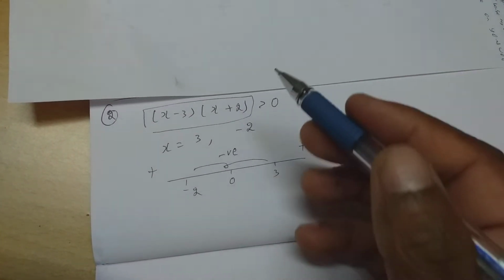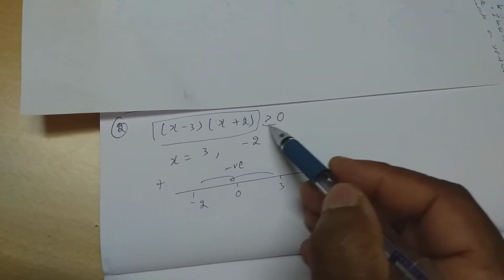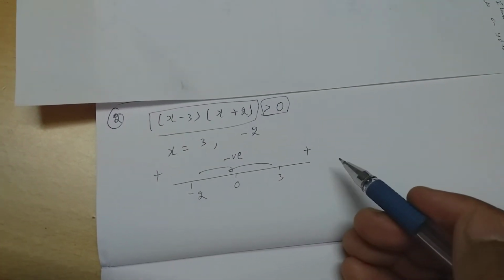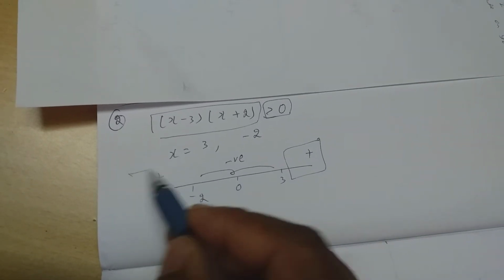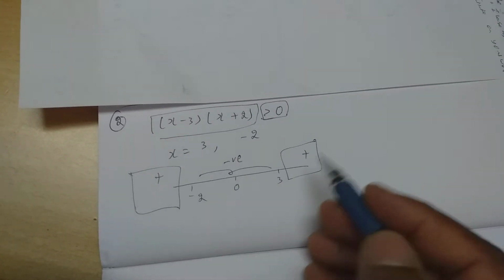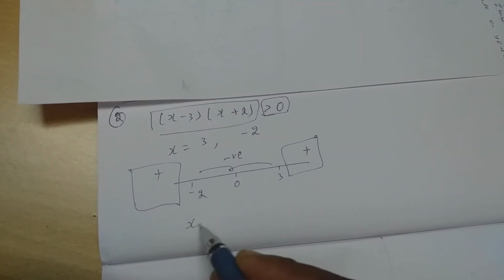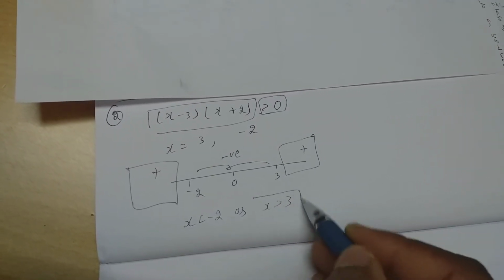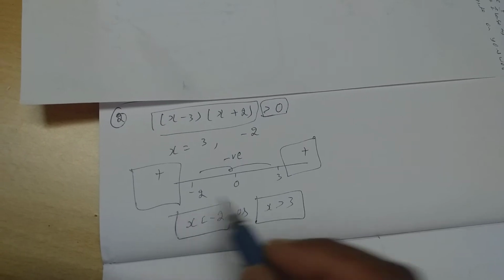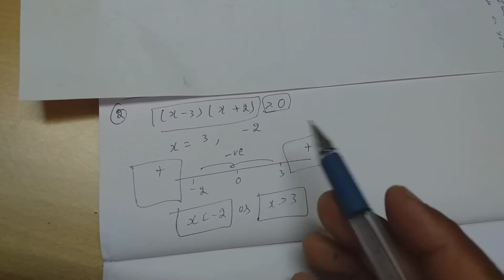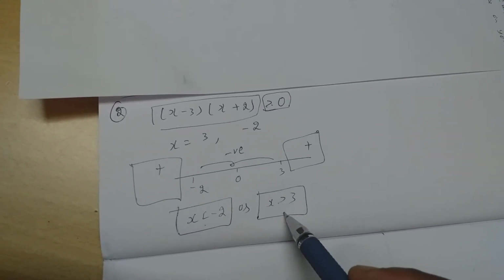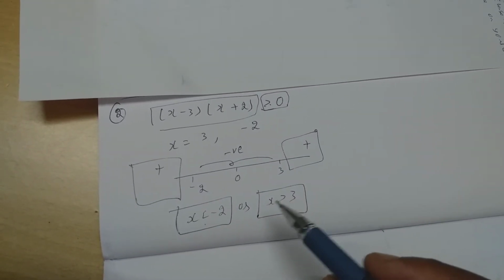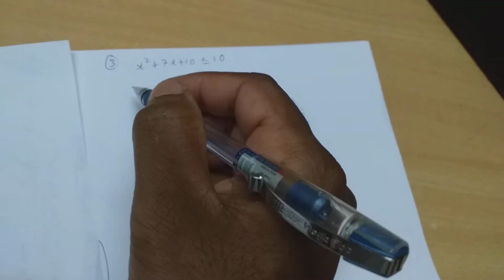The only difference between the earlier one and this sum is that here it is greater than 0, which means positive. On the number line, where are you getting positive? Here and here. So these two regions are your answer. That is nothing but x less than minus 2 or x greater than 3. Since you don't have equal to here, you will not be placing equal to signs over here. This is the difference between the earlier sum and this sum. Are we clear with this?